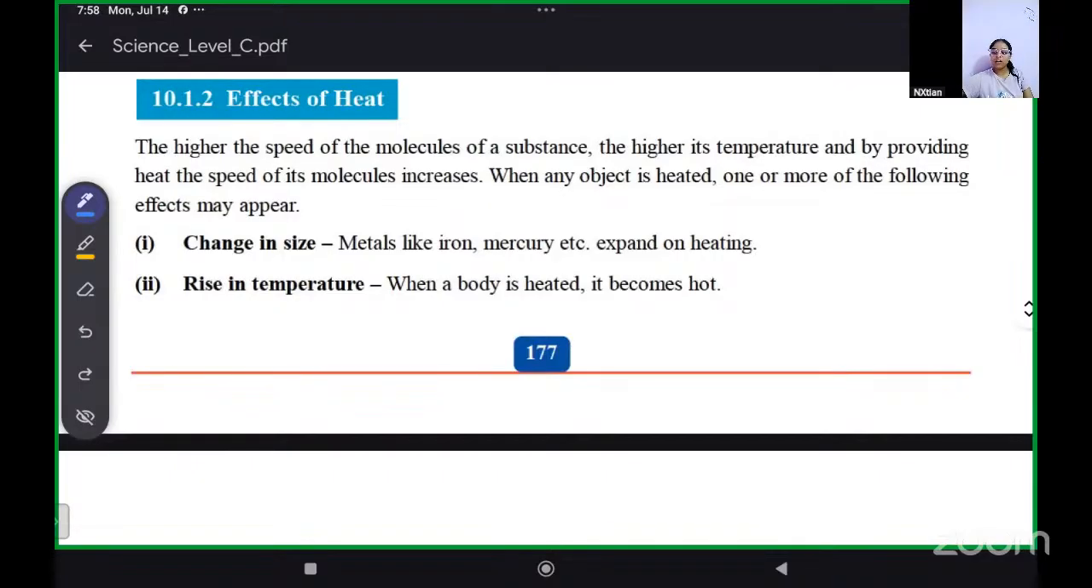The more heat we provide to something, the more the speed of its molecules will increase. Like I gave you the example: if I'm cooking something on a gas, in a vessel, in a container, and I cook it on a high flame, the vessel will get heated faster. Very fast it will get heated, right?